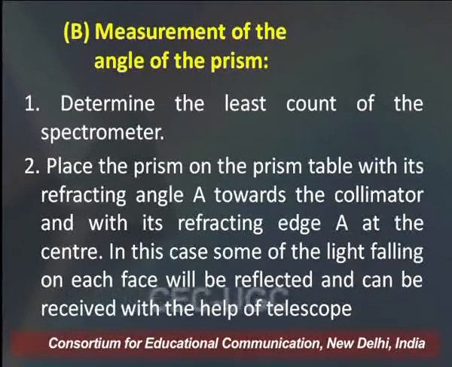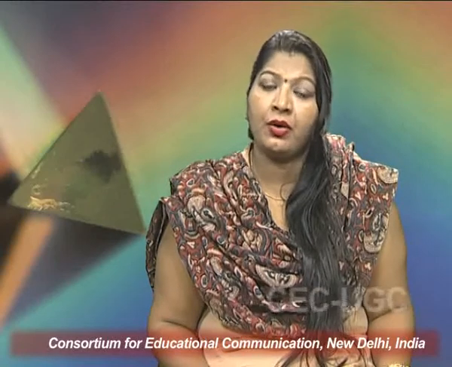Now what is the procedure? We first determine the least count of the spectrometer. Then we place the prism on the prism table with the refracting angle A towards the collimator, with its refracting edge A at the center. In this case, some of the light falling on each face will be reflected and can be received with the help of the telescope. We can get the reflected light to find the angle of the prism.